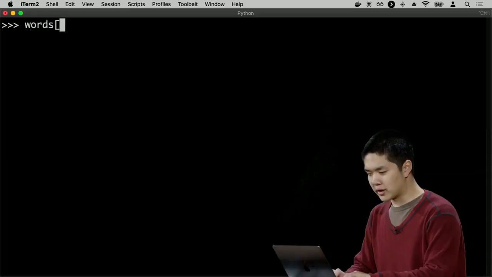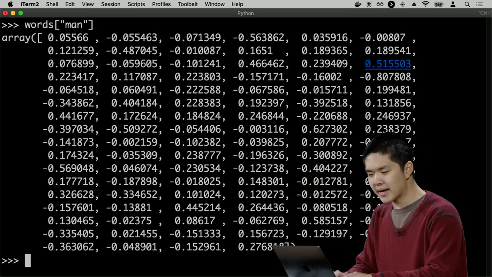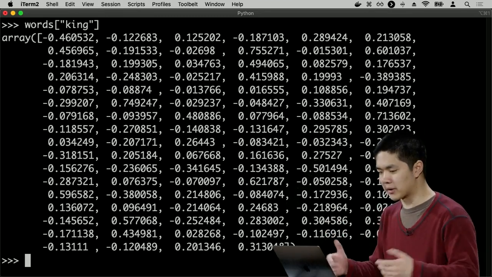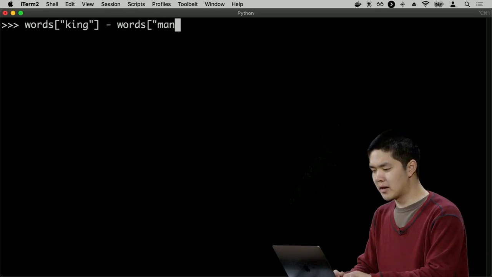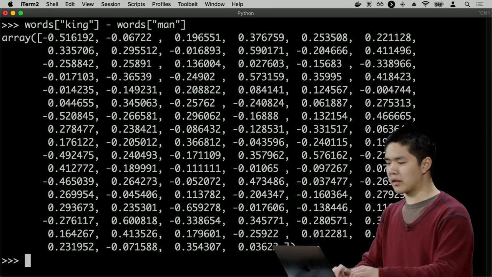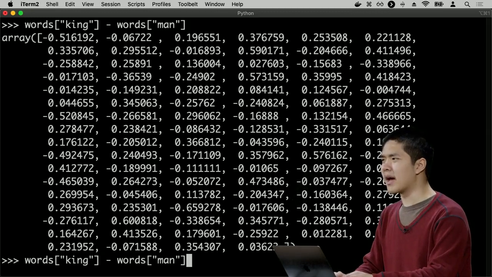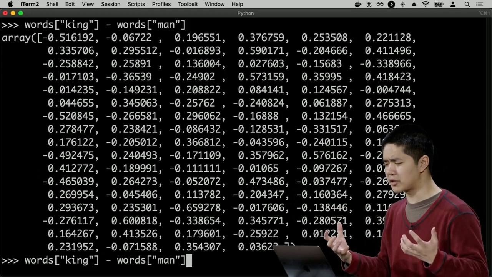Let's go back here. Let me look at the representation of the word man. Here's the vector representation of man. Let's look at the representation of the word king. Here's the representation of the word king. And I can subtract these two. What is the vector representation of king minus man? It's this array right here, a whole bunch of values. So king minus man now represents the relationship between king and man in some sort of numerical vector format.